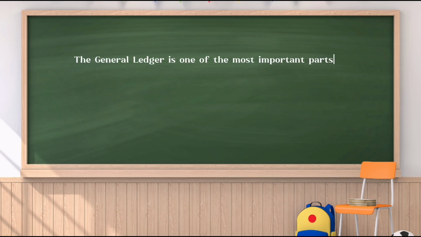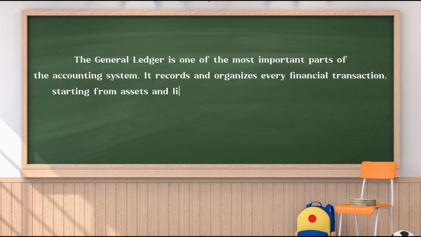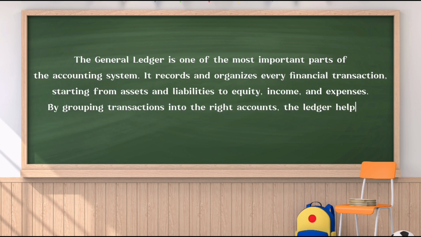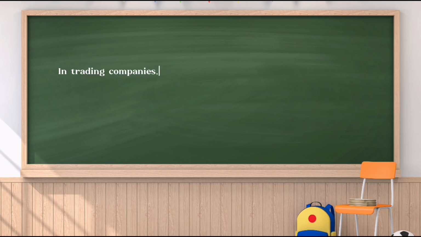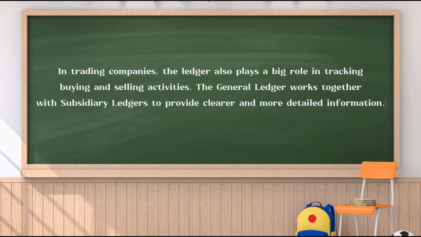The general ledger is one of the most important parts of the accounting system. It records and organizes every financial transaction, starting from assets and liabilities to equity, income, and expenses. By grouping transactions into the right accounts, the ledger helps you understand the real financial position of a company. In trading companies, the ledger also plays a big role in tracking buying and selling activities. The general ledger works together with subsidiary ledgers to provide clearer and more detailed information.